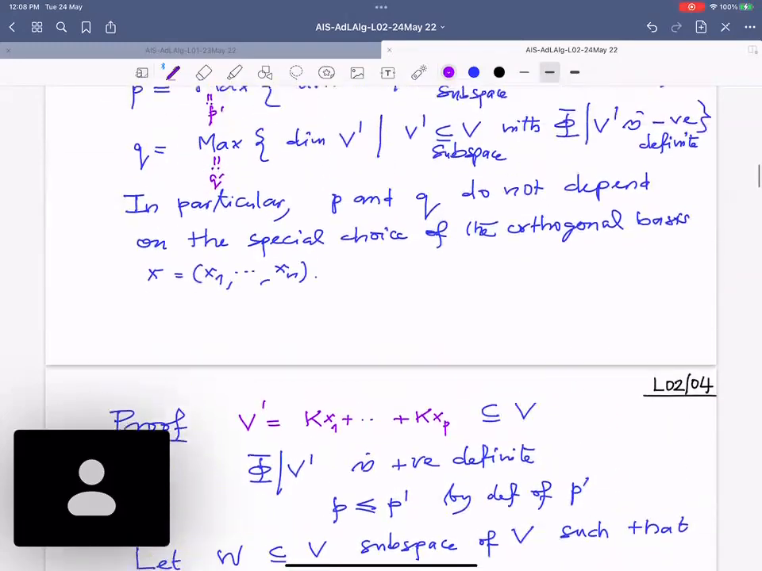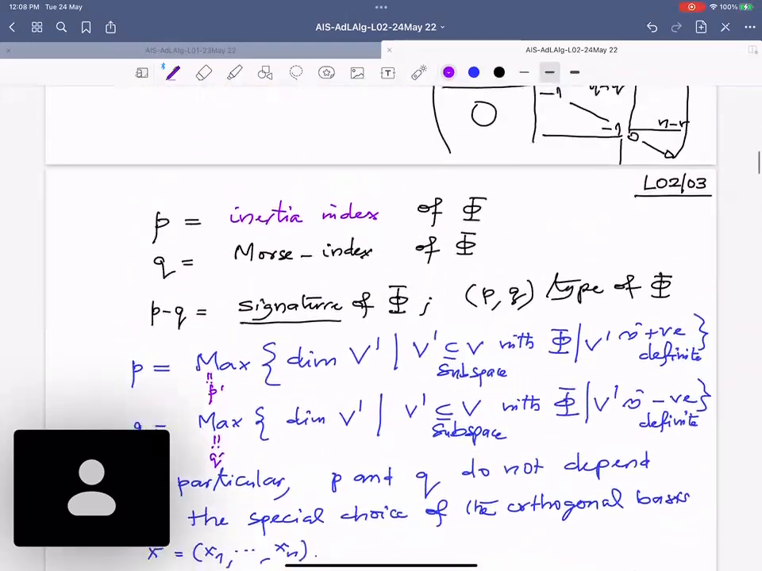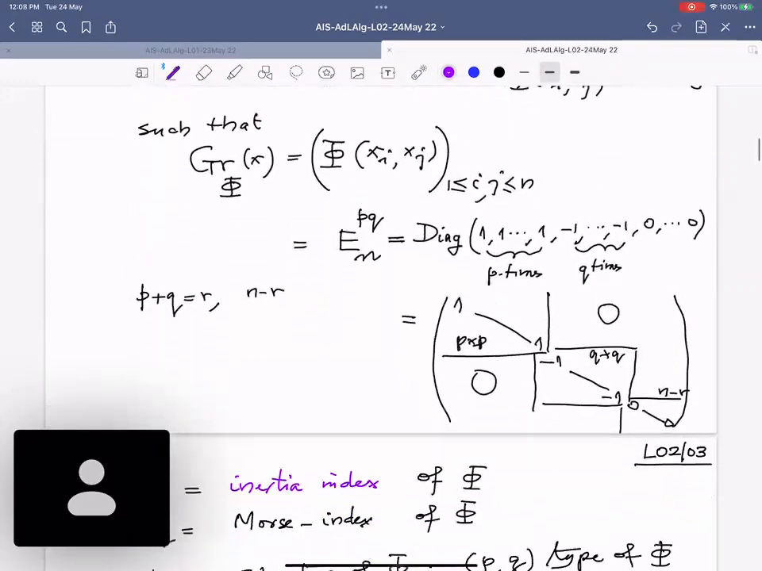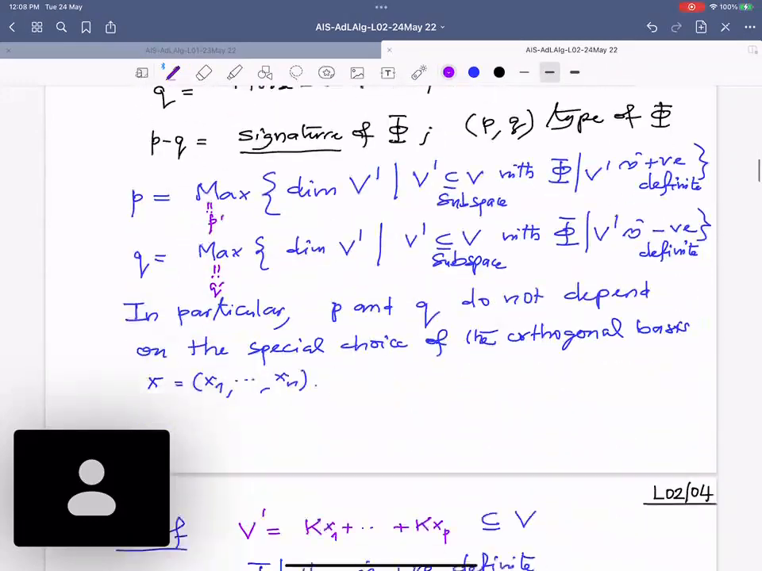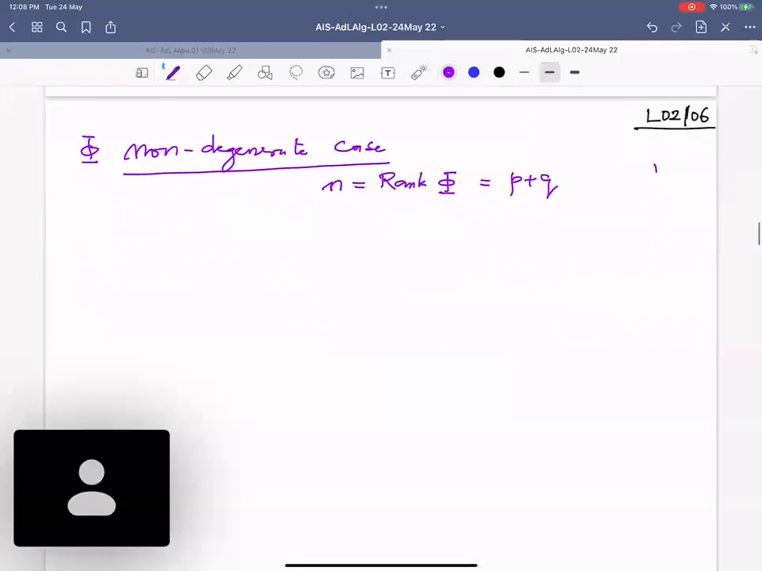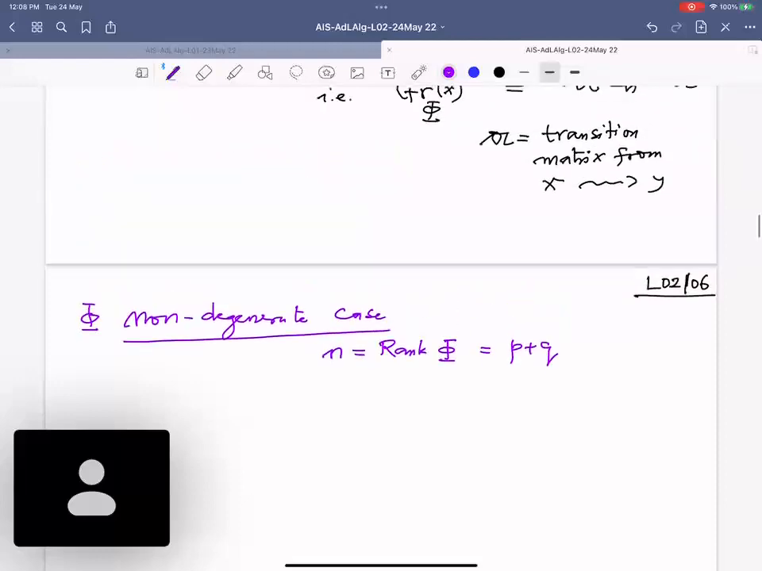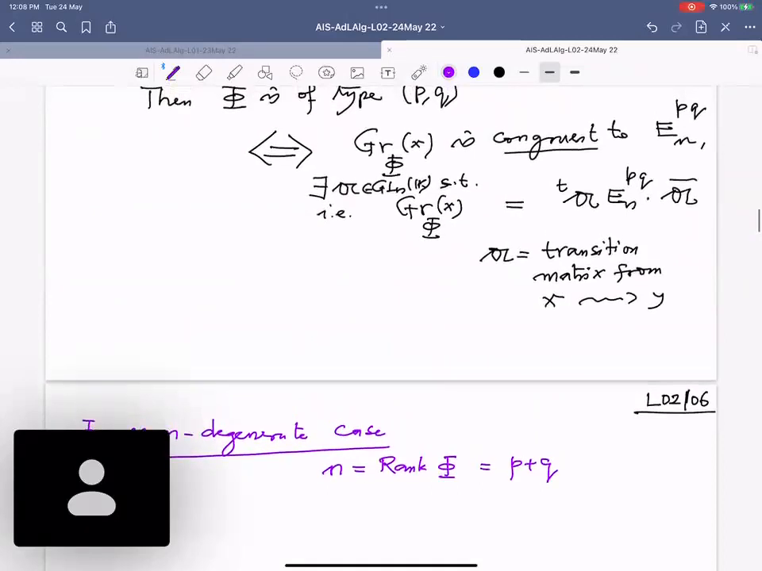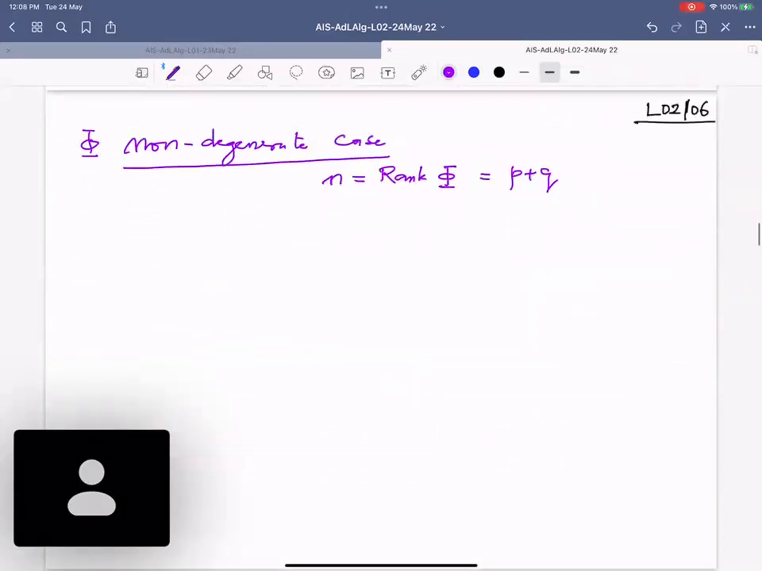The R is the... what did I write there? No, I wrote it correctly. N minus R is 0. It's correct. So that means, fine. These are the rank. So this is the non-degenerate case. Then from this you can read the determinant. If it is type PQ, so this non-degenerate PQ is the type.